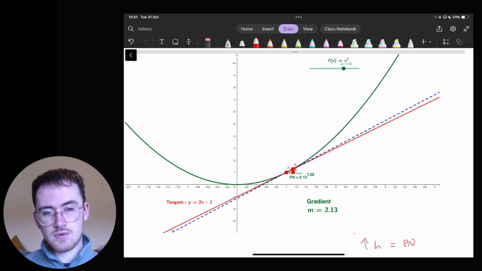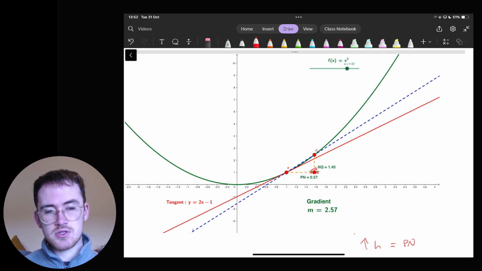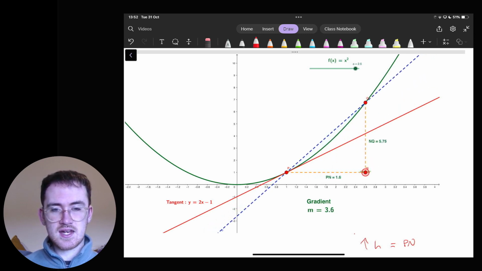And if I make it as small as possible, so that my point Q is essentially on top of P, then my blue dotted line ends up being right on top of my red line there, the tangent line. And we should hopefully be drawing some connections or comparisons between this idea and this phrasing that I'm using here.